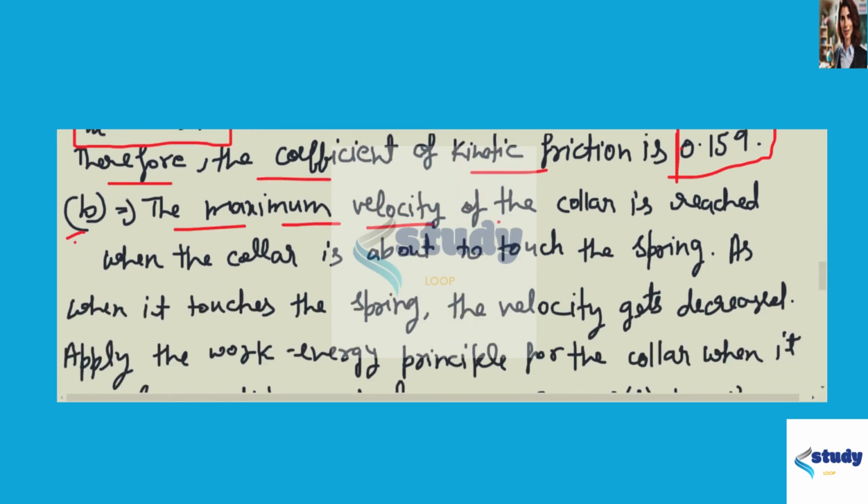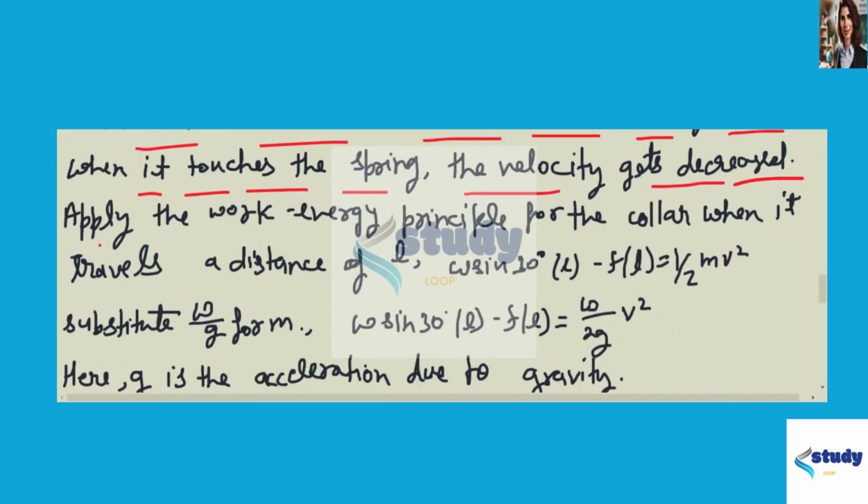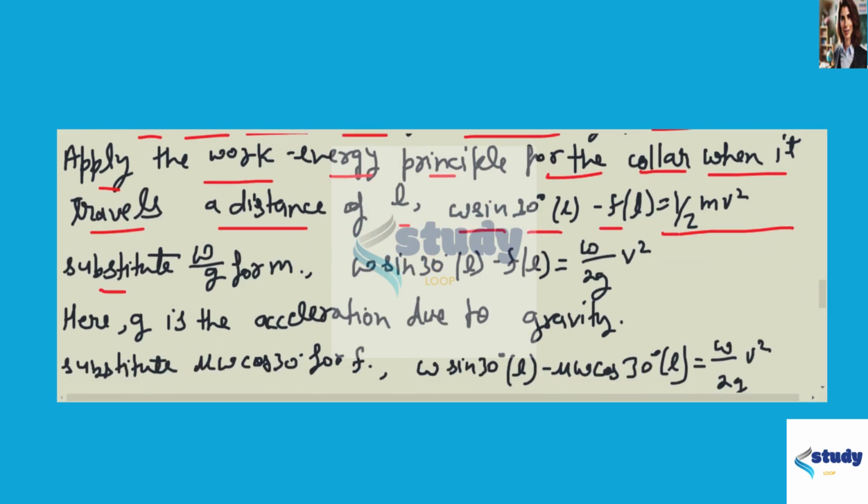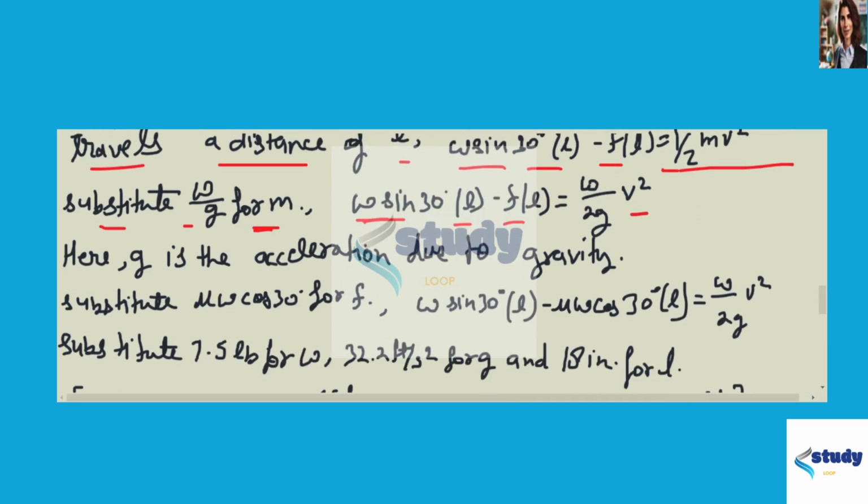The maximum velocity of the collar is reached when the collar is about to touch the spring, as when it touches the spring the velocity decreases. Apply the work energy principle for the collar when it travels a distance of L: W sin 30 degree L minus F L equals half m v square. Substitute W by g for m. Then we get W sin 30 degree L minus F L equals W by 2g v square. Here g is the acceleration due to gravity.